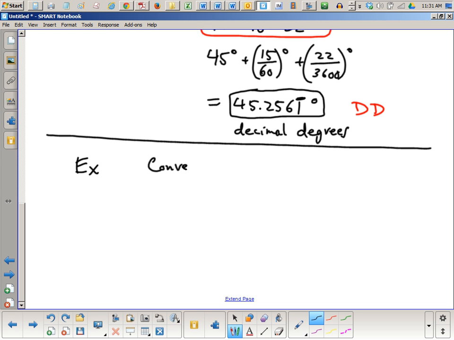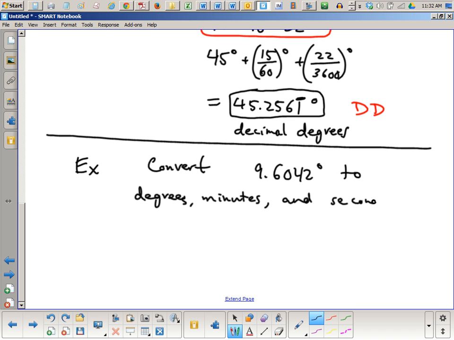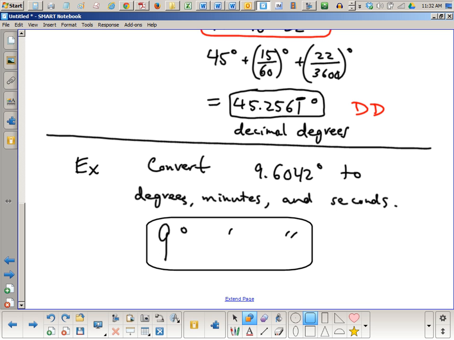Okay, now let's go ahead and do it in reverse. So let's say I gave you: convert 9.6042 degrees to degrees, minutes, and seconds. Okay, so we already know that our answer is going to look something like this. You can actually just kind of box it right now. Okay? That's what I usually do. I just draw my answer. I already know that it's 9 point something degrees, so that means it's at least 9 degrees, and plus there's some other junk left over. But what do I make of this 0.6042 bit?